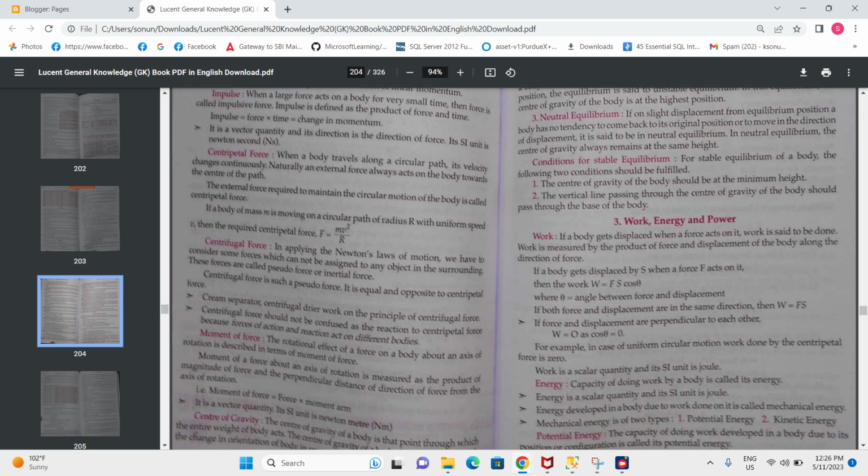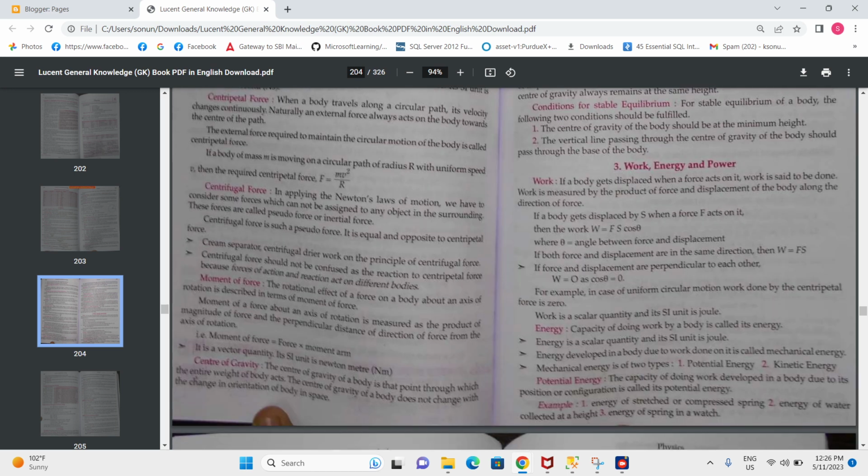r is the radius, v is the uniform speed, and m is the mass of the body. Very simple. mv square by r is the formula of centripetal force, and centripetal force acts on a body toward the center of the path. The direction of centripetal force is toward the center of the path.